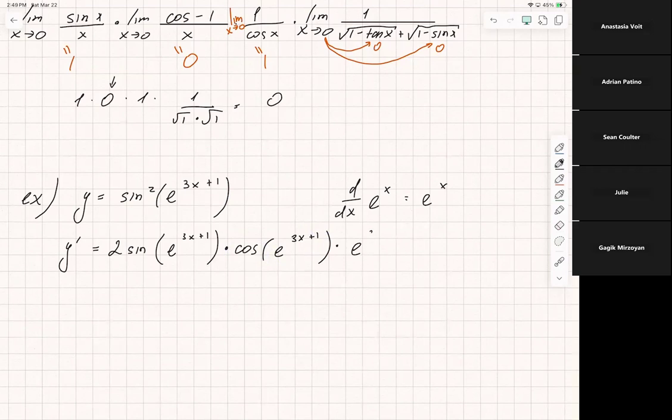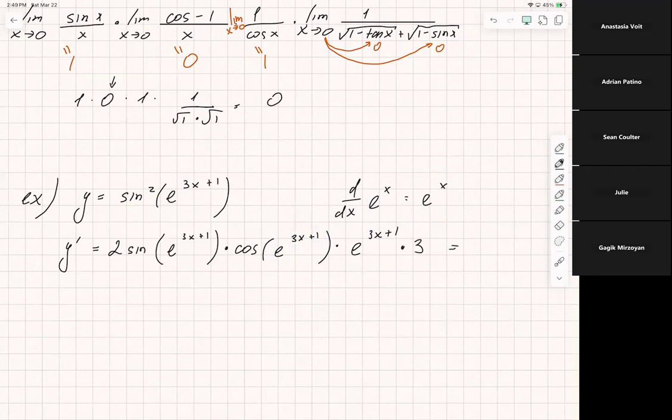That would be e to the power of 3x plus 1 as it was, right? By the same rule, and then we multiply by the derivative of the exponent. In this case, we have only a polynomial, right? So the derivative of 3x plus 1 would be just 3. So we multiply by 3.